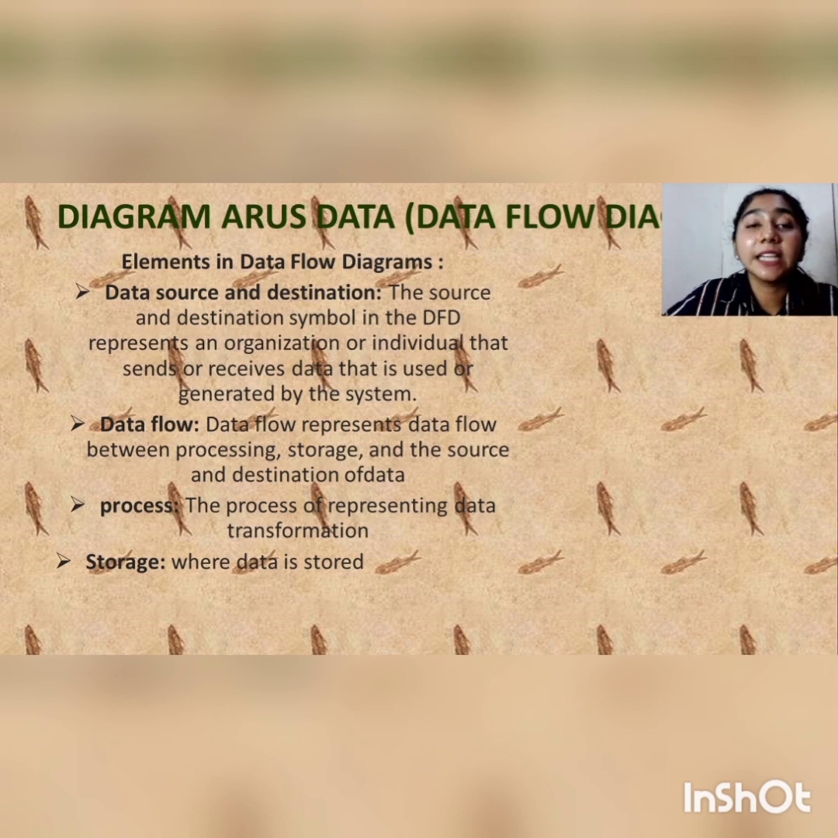Data source and destination: the source and destination symbols in the DFD represent an organization or individual that sends or receives data used or generated by the system. Data flow represents the flow of data between processes, stores, and destinations. Process represents data transformation. Store is where data is stored.